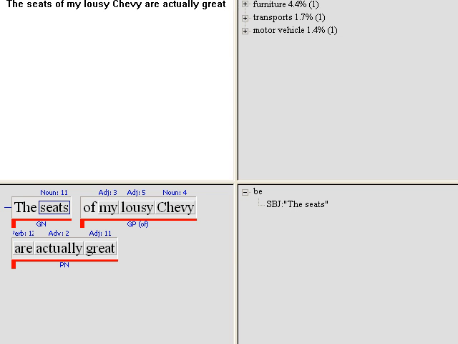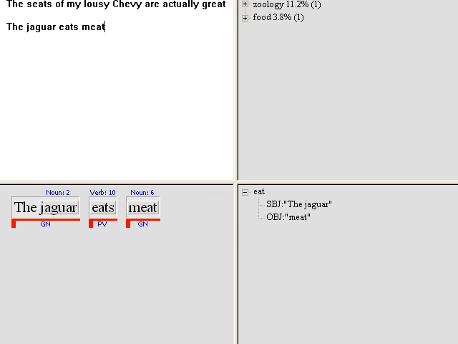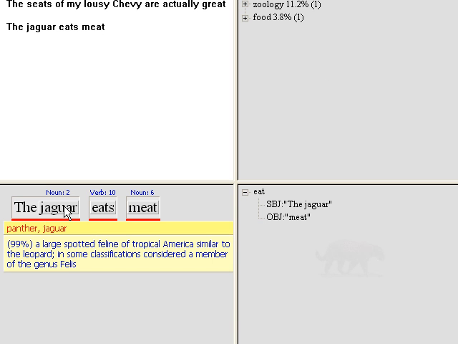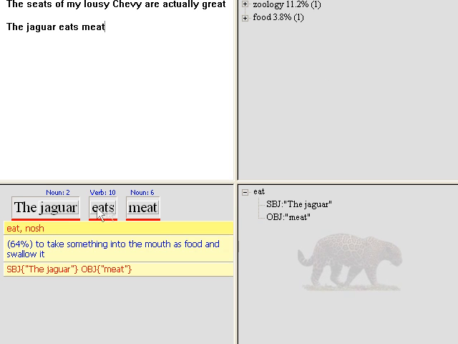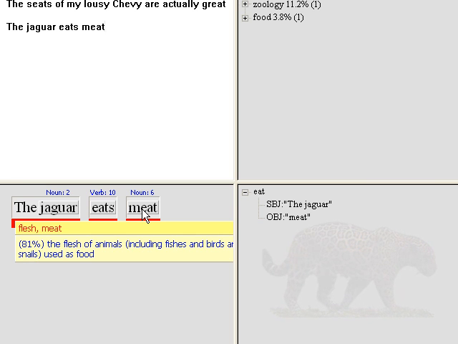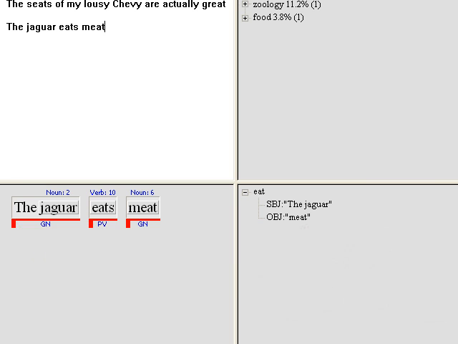The second important feature of Cogito is its capability to perform full disambiguation. For example, if I write this sentence, "The jaguar eats meat," based on the context, it is able to understand from the text that the jaguar is a panther, which is an animal, and that it eats with a mouth, and that the meat is the flesh of an animal. So based on the context, the system is able to understand that jaguar is an animal and then go on to perform full disambiguation on the rest of the content.